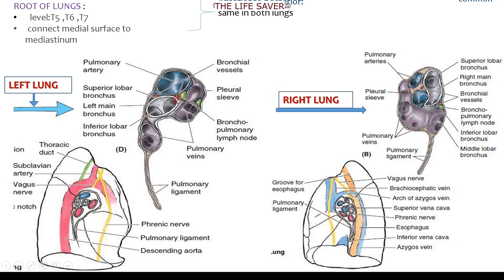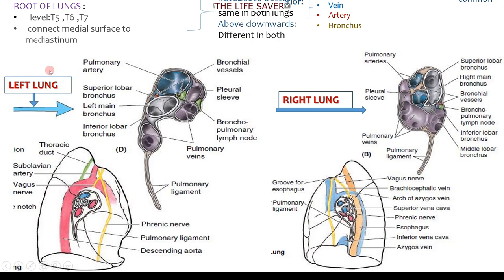So, from anterior to posterior, the structures in both the lungs are the same. First, there is the pulmonary vein, then there is the pulmonary artery, then there is the bronchus. As you can see here, pulmonary vein, artery, and bronchus. The bronchus is further divided into three parts: superior lobar bronchus, left main bronchus, and inferior lobar bronchus.